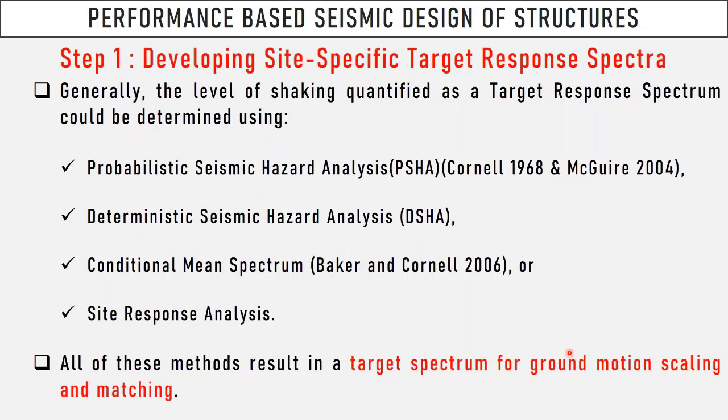And at the end, okay, we are going to make a site-specific hazard assessment, but in which approach? Are we going to use probabilistic approach? Are we going to use deterministic approach? Are we going to use a conditional mean approach? Or are we going to apply a site response analysis? Depending on the performance criteria, depending on the objective that you are expecting, the behavior you are expecting from your building, either will work.